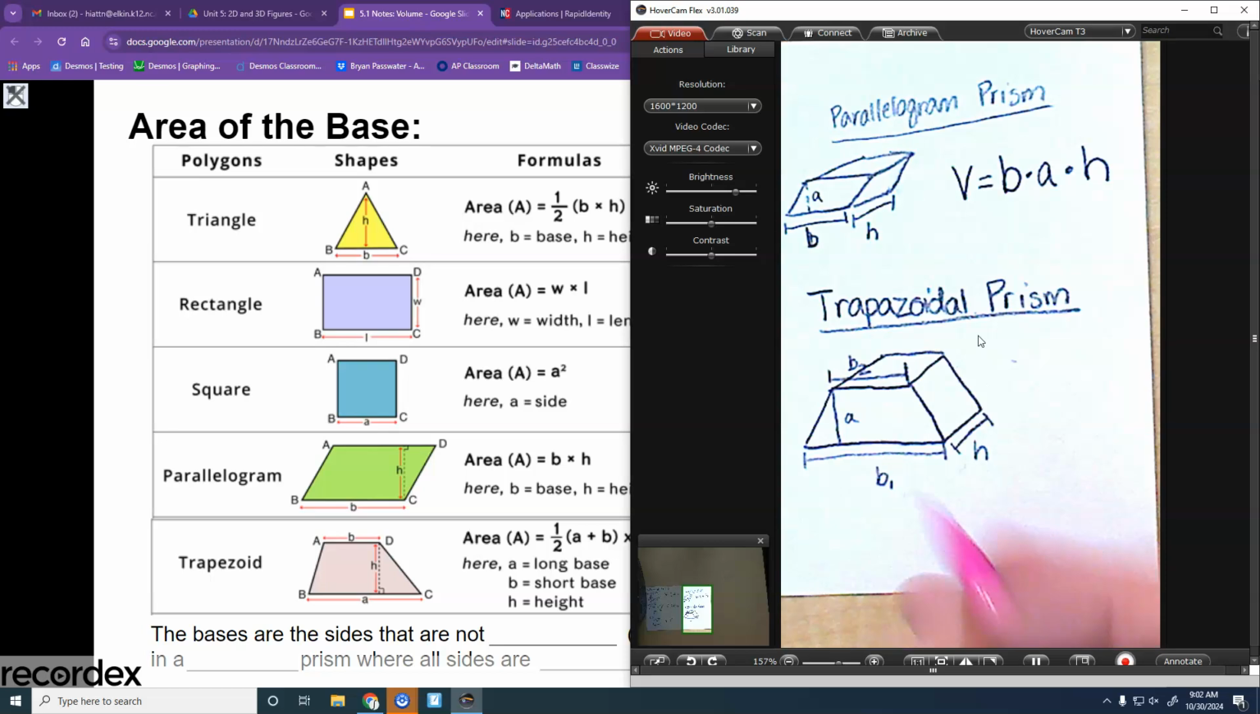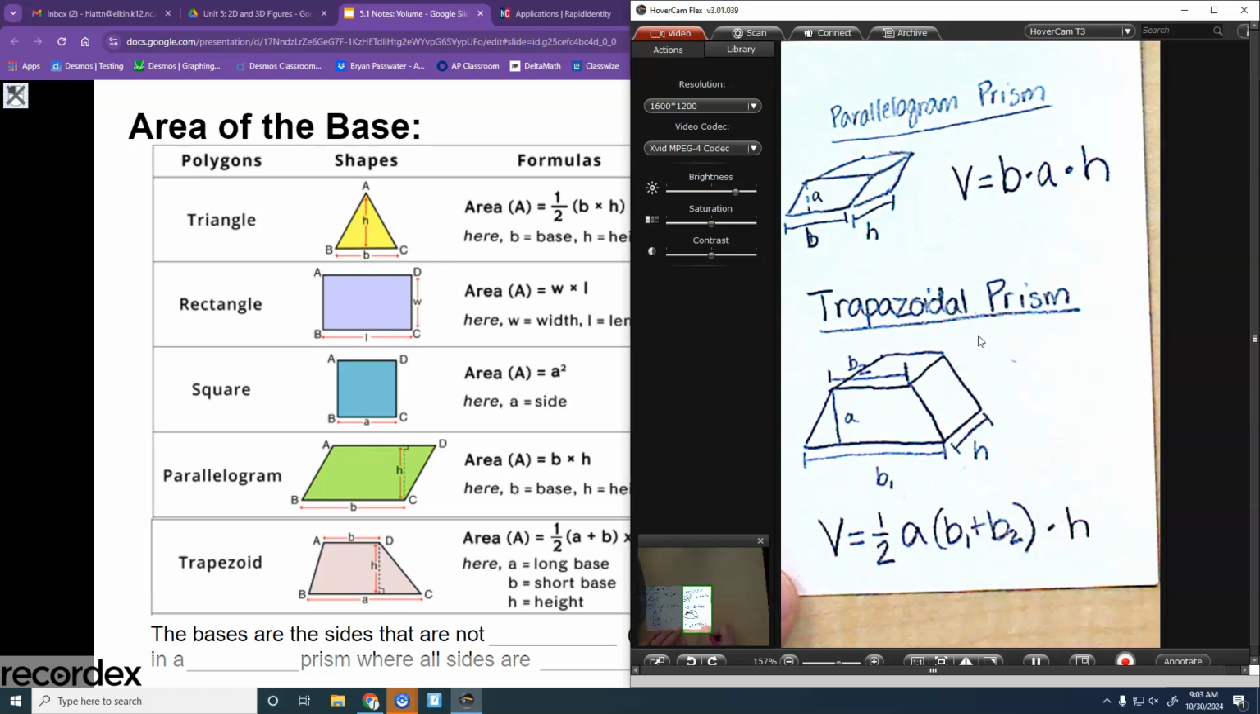Okay, for a trapezoidal prism, it would be the area of the trapezoid. For a trapezoid, that formula is 1/2. We usually say height, but I've called it A here, not to get it confused with the height of the prism, times B1 plus B2, and then we'll multiply that by the height.